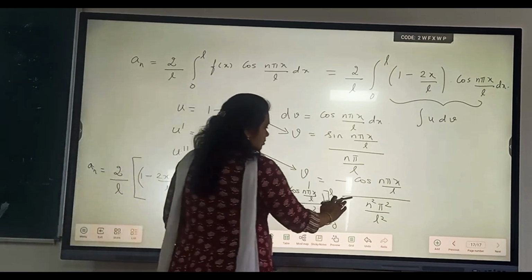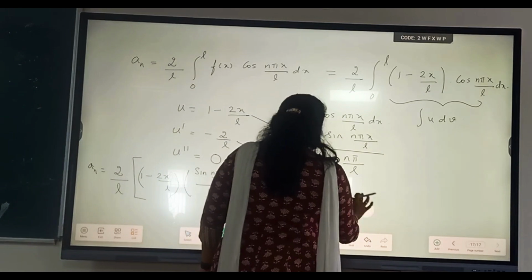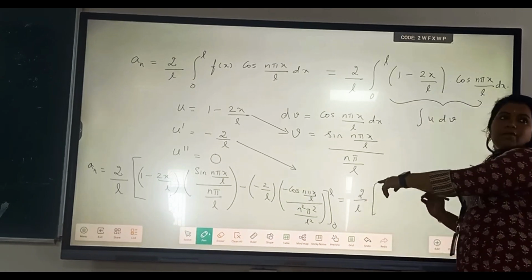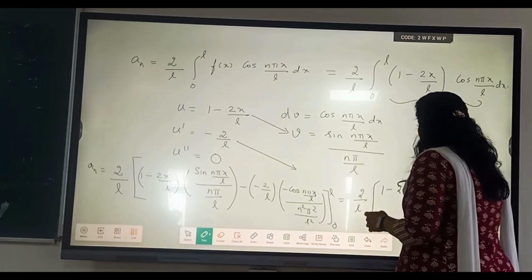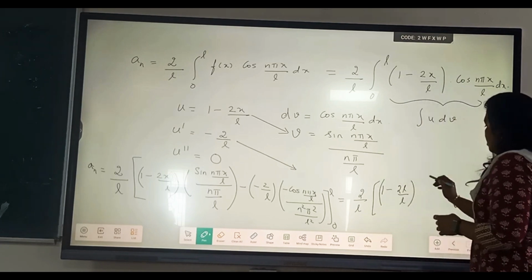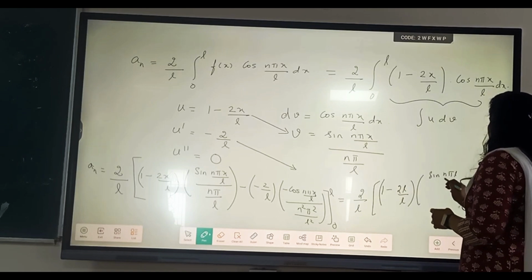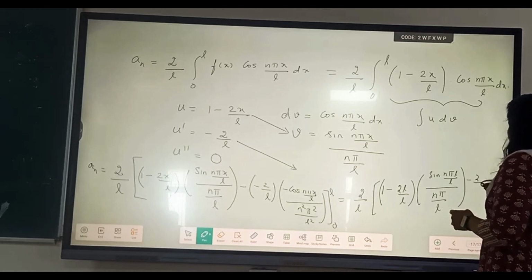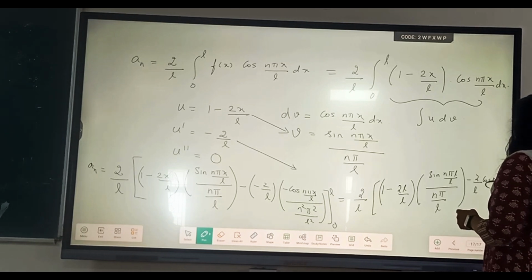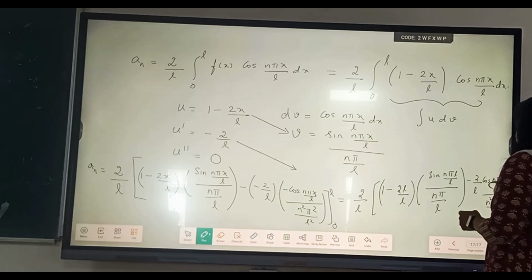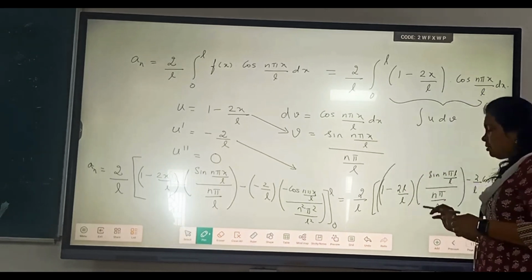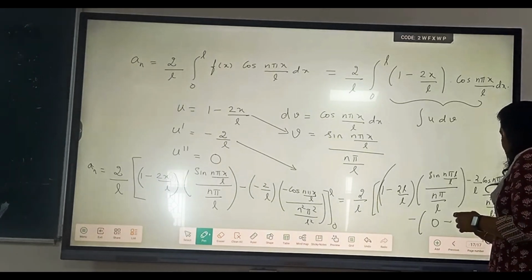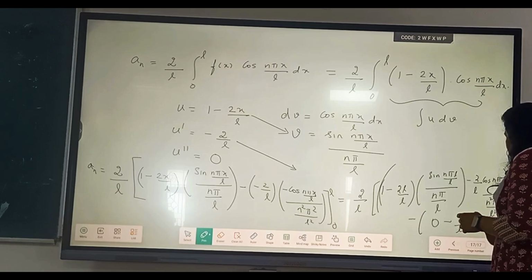So I will drop this part, so that I can apply here and show to you, which is 2 by L. So wherever x, you apply L. So 2L by L sin n pi L by L divided by n pi by L, minus 2 by L cos n pi L by L divided by n square pi square by L square. This is my upper limit. Minus lower limit is 0. Plus now minus 2 by L cos 0.